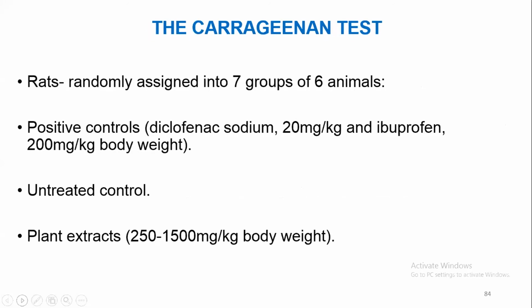The carrageenan test is a test that is used for screening for anti-inflammatory activity. It is well documented from 1962. It has been used even to screen most of the non-steroidal anti-inflammatory drugs. So the rats were randomly assigned into 7 groups of 6. Positive control was diclofenac sodium 20 milligrams per kilogram, and ibuprofen 200 milligrams per kilogram by mouth. These are the documented doses for these reference drugs. Untreated control was given phosphate buffered saline pH 7.4. Plant extracts were in 4 doses, 250, 500, 1,000, and 1,500 milligrams per kilogram body weight orally.